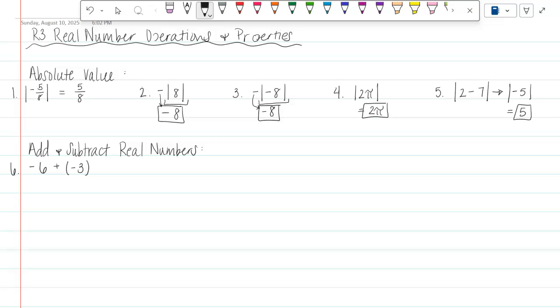So when you have something that's negative and then you're making something more negative, that's just going to be a larger negative number. So we've got negative 9 as our final answer. I'm going to go ahead and box that up.